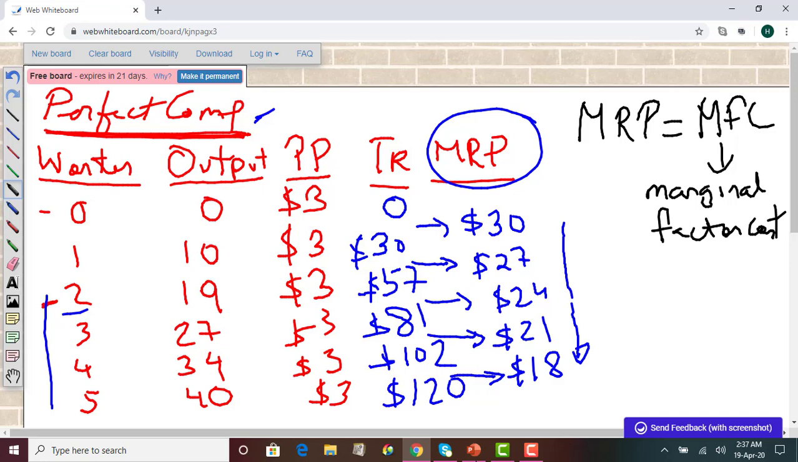So here we don't have any information about marginal factor cost, but let's say you're also given the wage for each worker, which is, let's say, $23. For each worker the wage is $23. Let's say it stays the same, it's fixed. We will assume the marginal factor cost is constant in both perfect competition and imperfect competition.